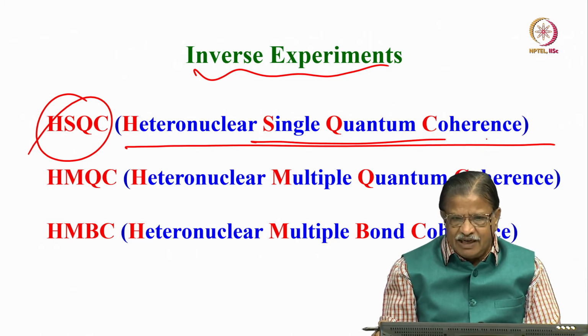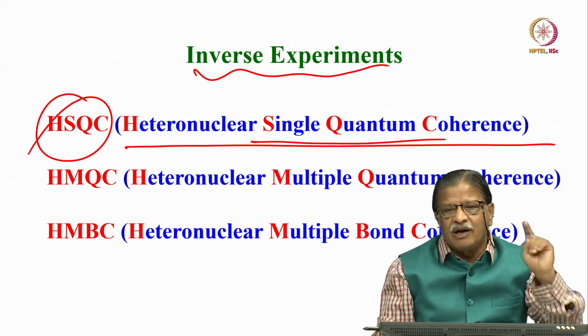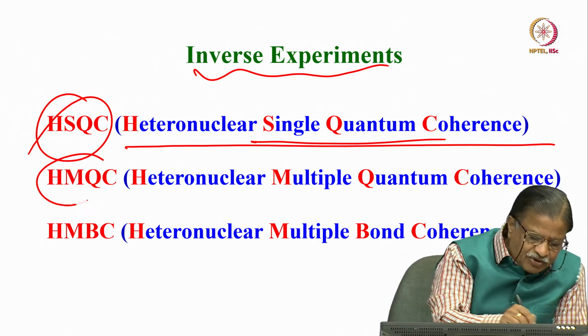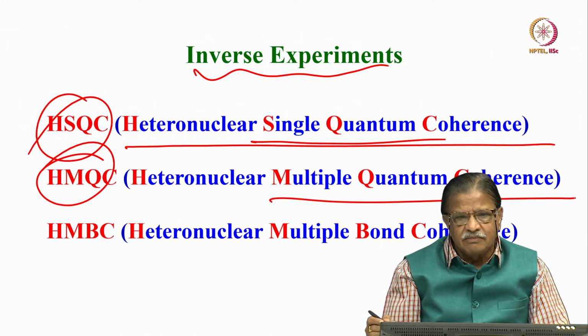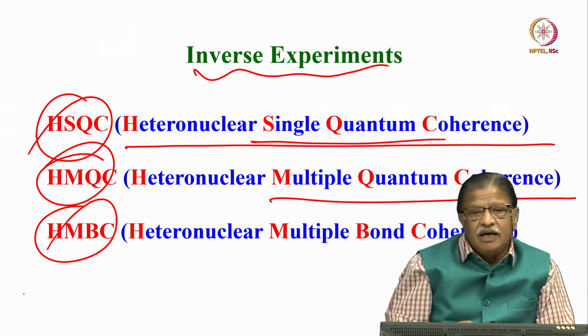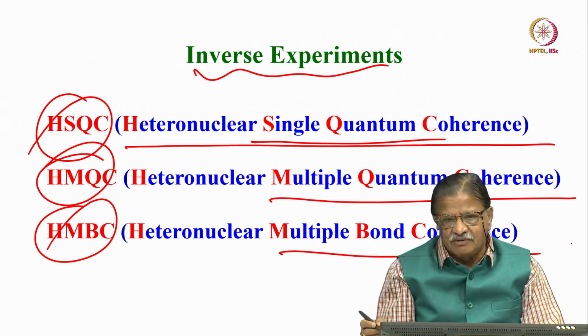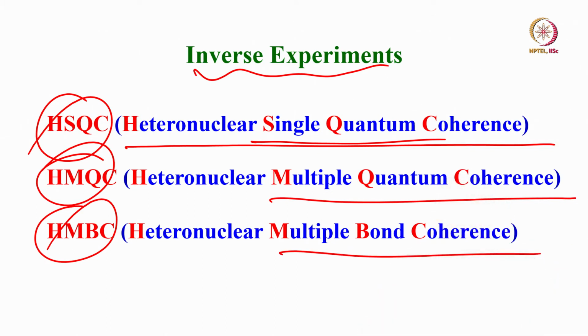How it works we will discuss later. It is called the heteronuclear single quantum coherence experiment. HMQC, heteronuclear multiple quantum coherence. HMBC, heteronuclear multiple bond coherence. So, all these experiments are inverse experiments. What is an inverse experiment? We will discuss later. I will come to HSQC and others, and we will have an in-depth discussion about this type of experiment later, especially HSQC and HMBC, and how you get the information. Okay.